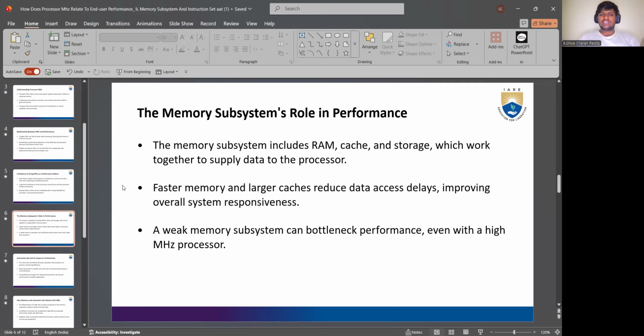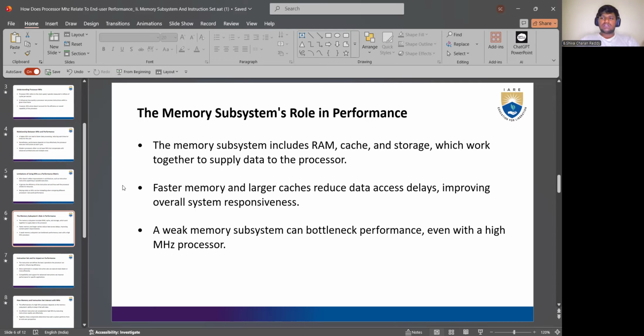Coming to the memory subsystem's role in performance. The memory subsystem includes RAM, cache, and storage, which work together to supply data to the processor. Faster memory and larger caches reduce data access delays, improving overall system responsiveness. A weak memory subsystem can bottleneck performance even with a high megahertz processor. So this is where this starts.